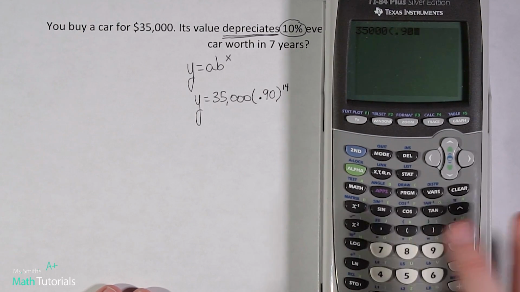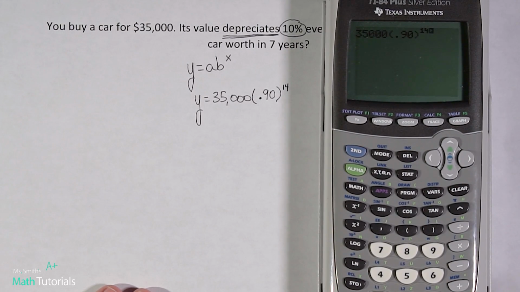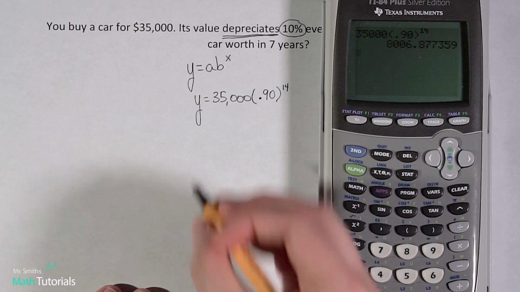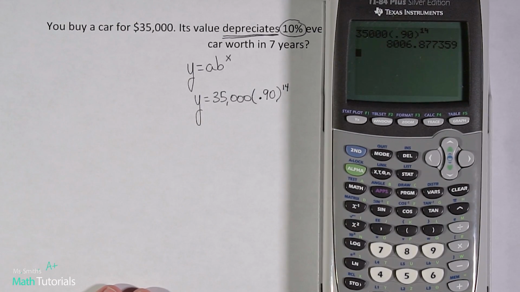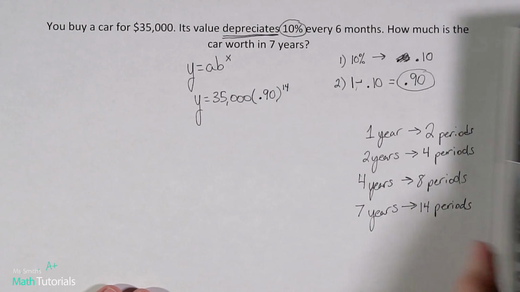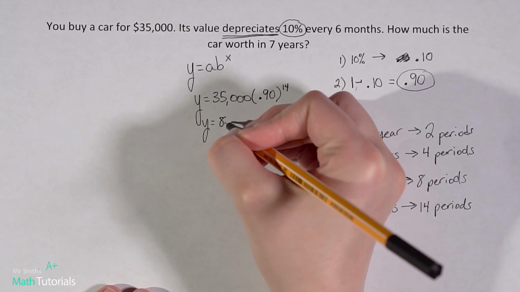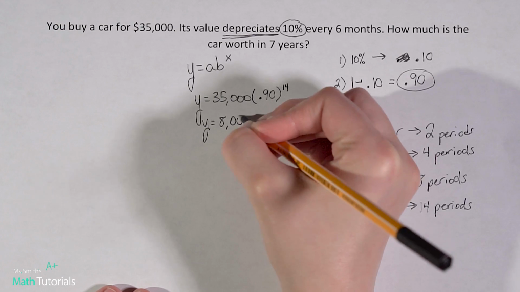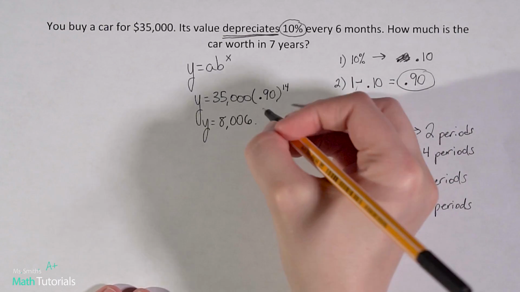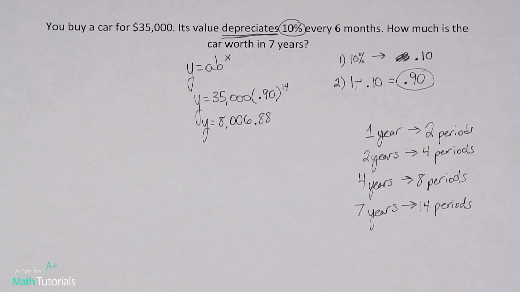35,000 times 0.90 to the power of 14. Okay, so my y is, and we're talking about money, so you could either round to the nearest dollar or round to the nearest cents. I'll do cents just because we'll be exact. Okay, so it's $8,006.88. Okay, so let's, sorry, that's gross.